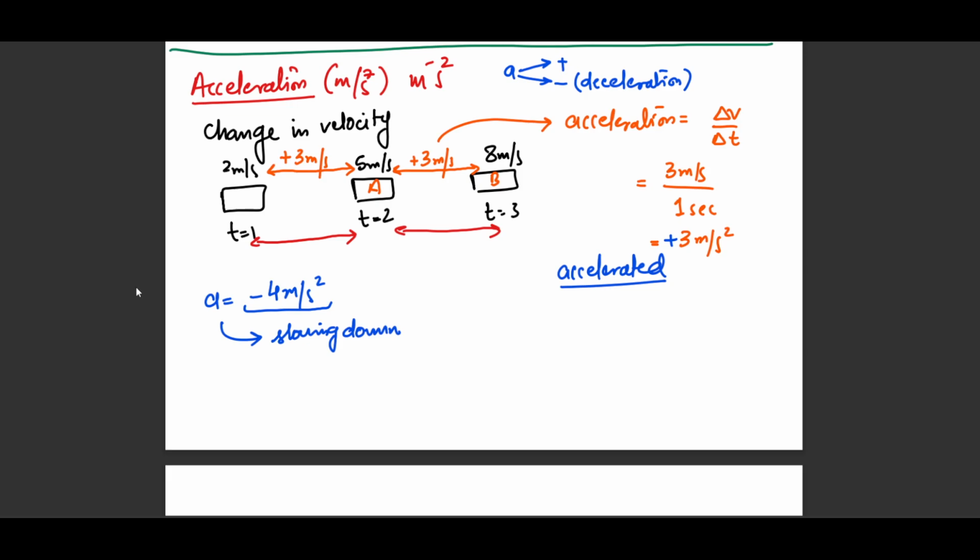So now let's look at a few numerical examples and see the formula and what the acceleration represents. So the formula of acceleration is v minus u over t. Now what is u?